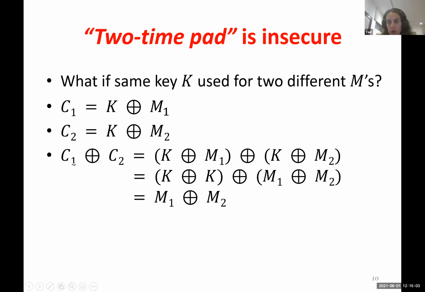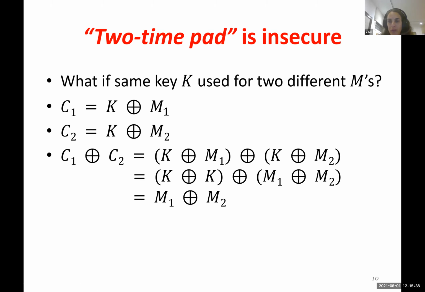For example, she can store the two ciphertexts, and that gives her information. What information does it give her? Let's see, when we XOR these two ciphertexts, what do we get? Ciphertext 1 is just the key XOR message 1. We XOR it with ciphertext 2, which is the key XOR message 2. By reordering the terms, we get the key XOR with itself, which is 0, XORed with the XOR of the two messages. So now she can learn the XOR of the two messages.